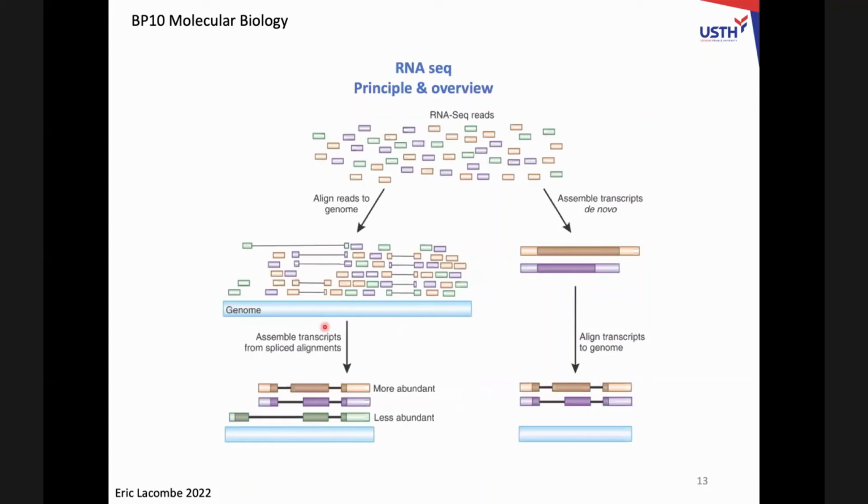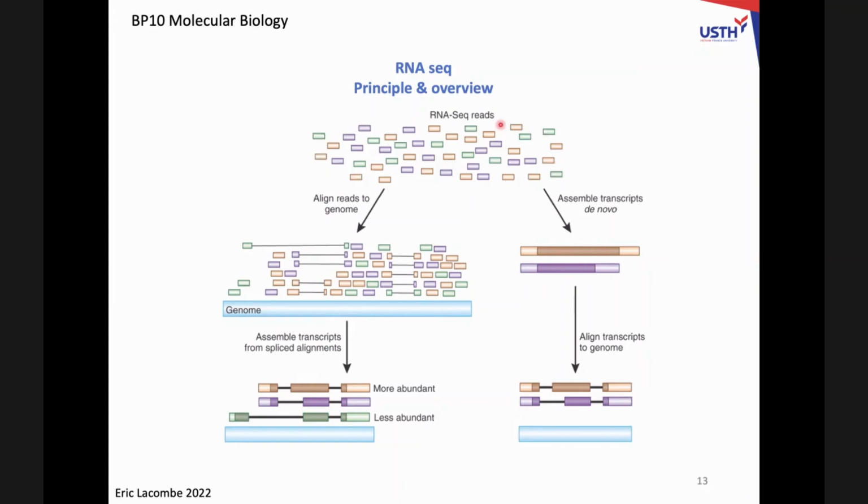There is this picture here, I think, that best summarizes what can be done with RNA-seq. You extract the RNA, you convert it to cDNA. You chop the cDNA in small pieces and you sequence the right and the left ends. So you end up with plenty of short reads.